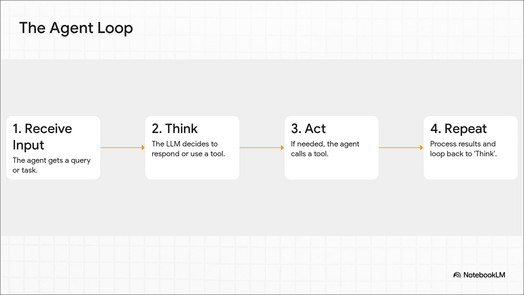Then it goes into the think step, where the LLM decides, can I answer this myself or do I need some help? If it needs help, it moves to the act step and calls a tool, like searching the web. Finally, it takes the results from that tool and repeats the loop, thinking again with this new piece of information, and it just keeps going until the job is done.